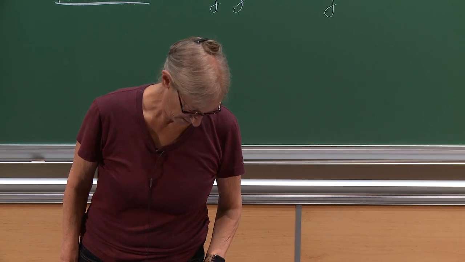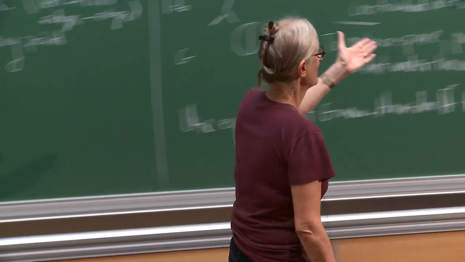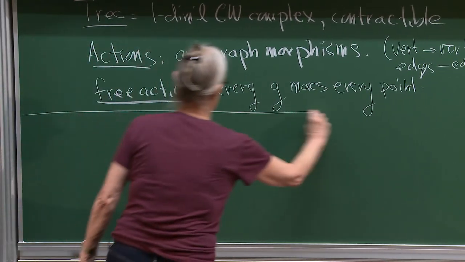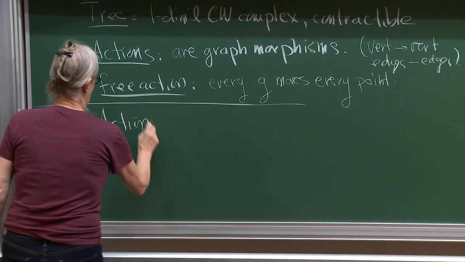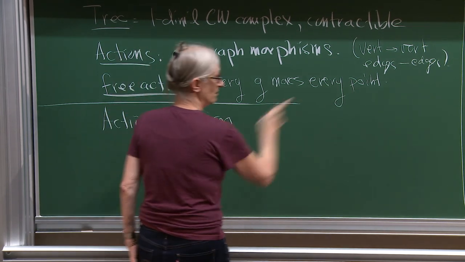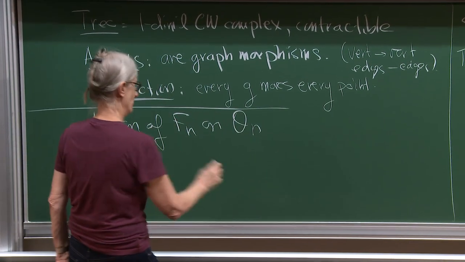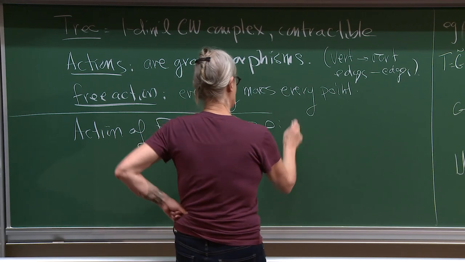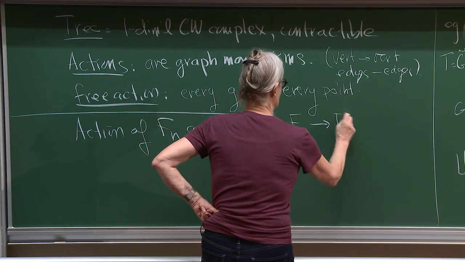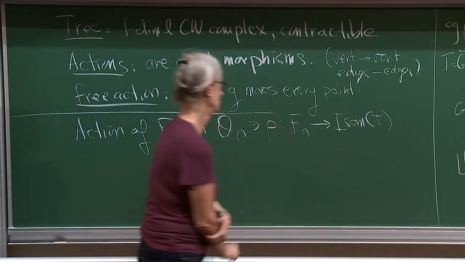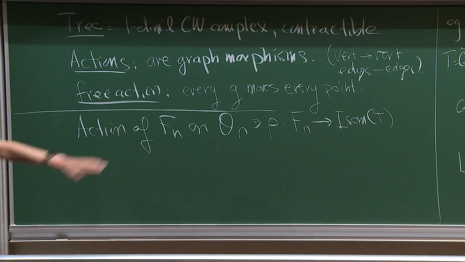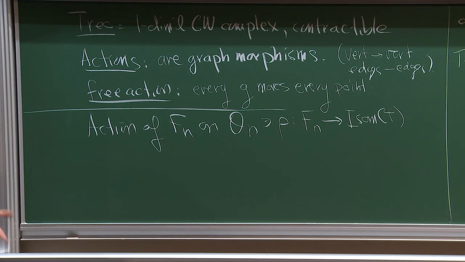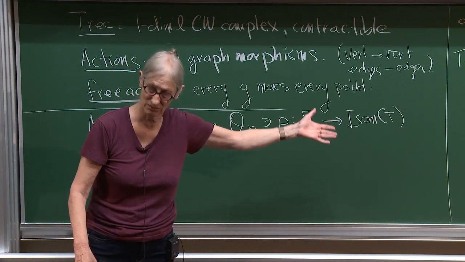Which is using graphs. So I didn't actually tell you what the action is. Maybe I should tell you what the action is. Maybe I'll put it here. The action of Fn on On as described. So what's an element of On? It's an action on a tree, which I could think of as a homomorphism from the free group to the group of isometries of a tree. That's an action of a free group. So a point in this space is an action. Okay, so this is a point in outer space. It's an action of a free group on a tree.